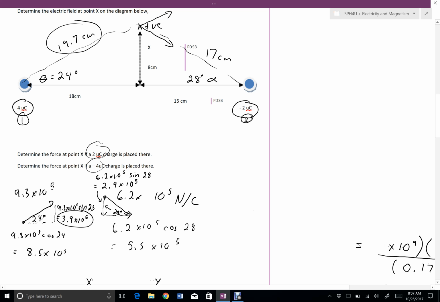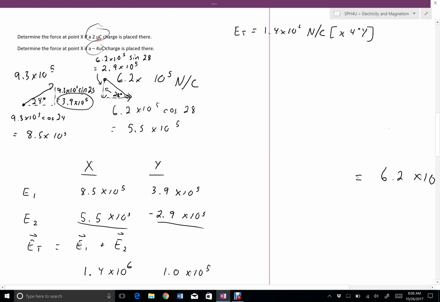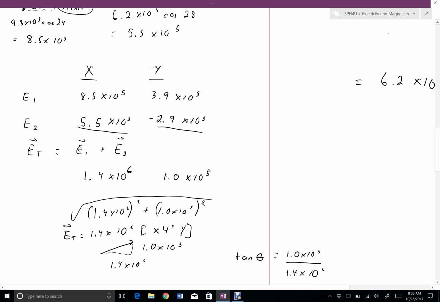So that's kind of a pain, so why would we do it? Well, let's imagine a scenario where we have a common setup like this, and we're constantly dealing with electric forces on particles at position x, and we want to be able to predict what is going to be there easily. Now that we've determined this total electric field, 1.4 times 10 to the 6 newtons per coulomb, x, 4 degrees, y. That's what it was, wasn't it? Yeah, that's what it was right there.